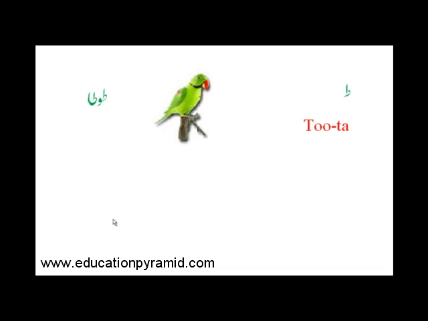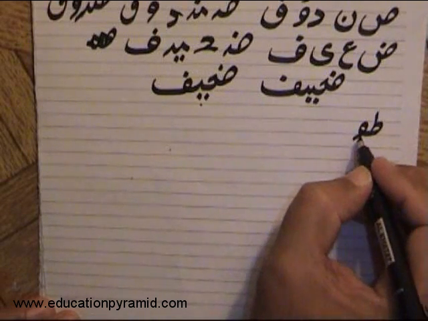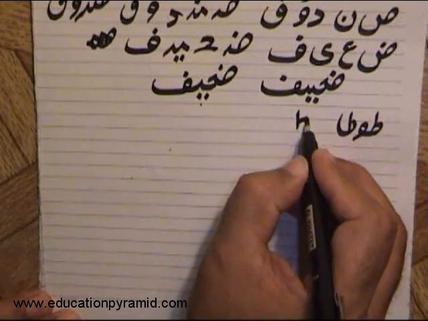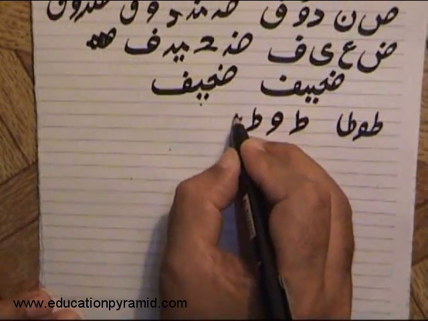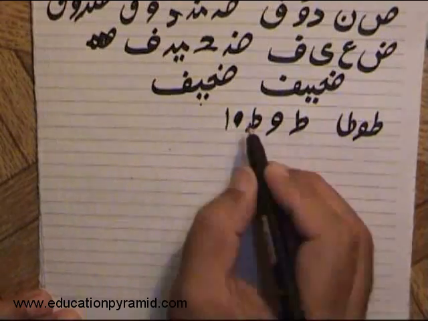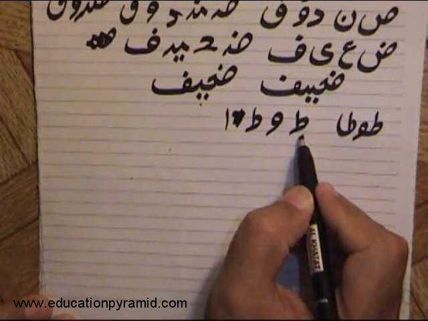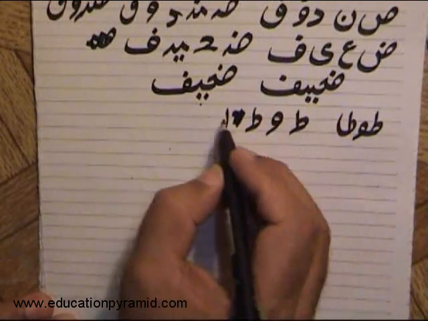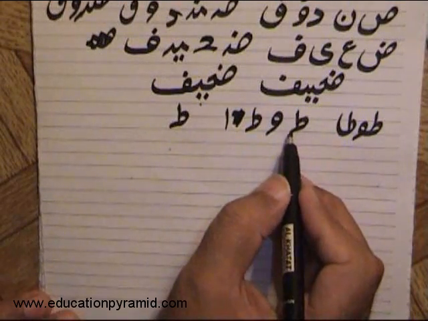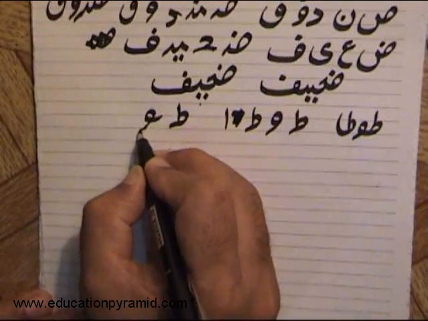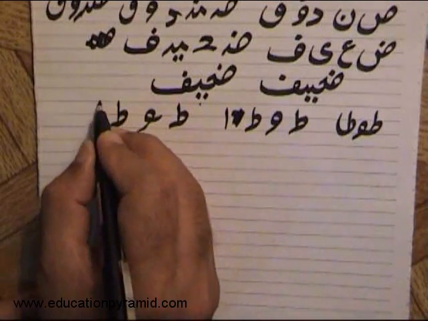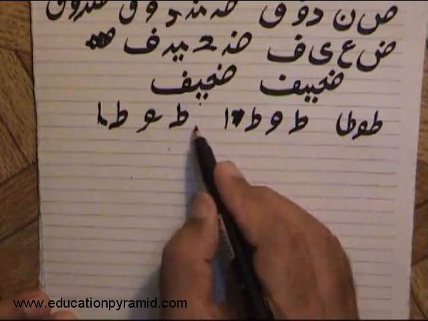Toe, tota, parrot. We write like this. The breakup is, this is toe sound, then vowel, then again toe, and then alif. So toe is a connector, vowel is a non-connector, alif is a non-connector. Toe will appear in the initial position and then the vowel will assume only the final position and we cannot connect anything after the vowel. So there is a break, to. Then again, toe will take the initial position and alif will assume the final position. So there are two parts, to, ta.